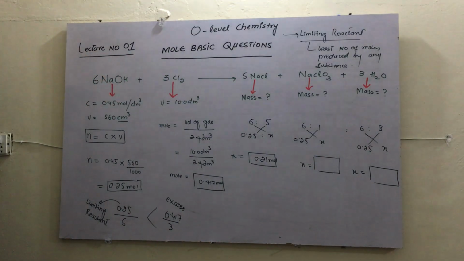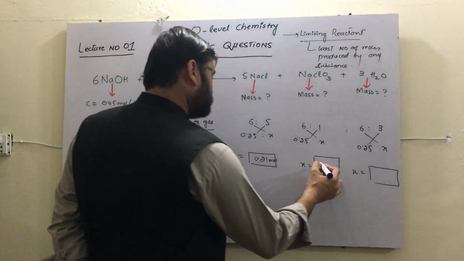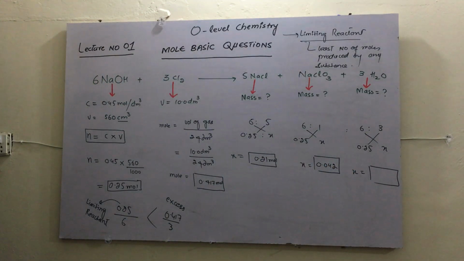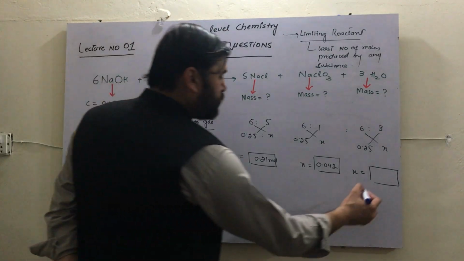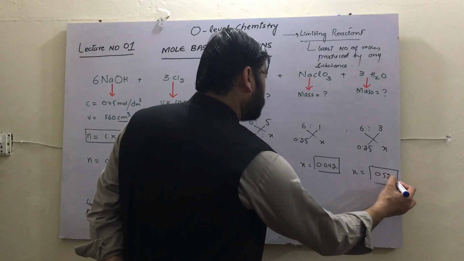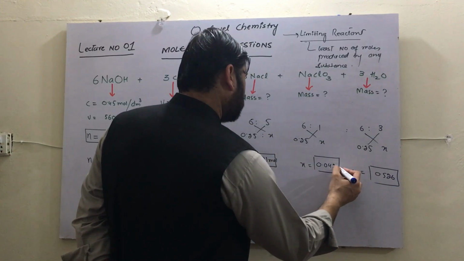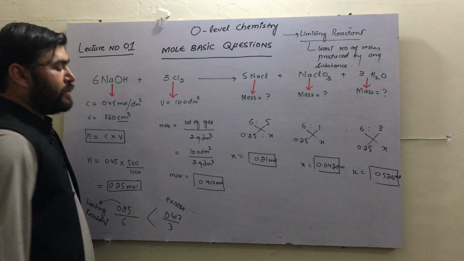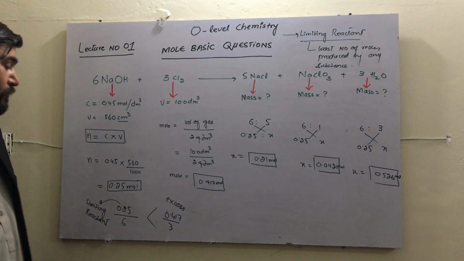And then in the second case 0.042, and in the third case that will be 0.526. 0.526 mole will be the answer. Now this is mole, we are going to convert it into mass. So what is the best formula?